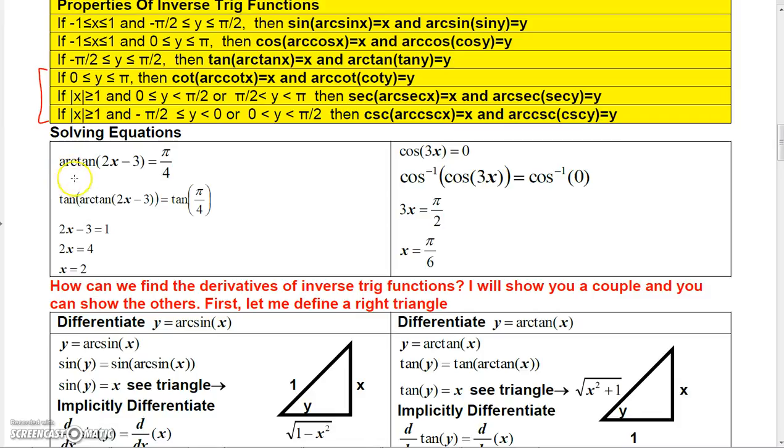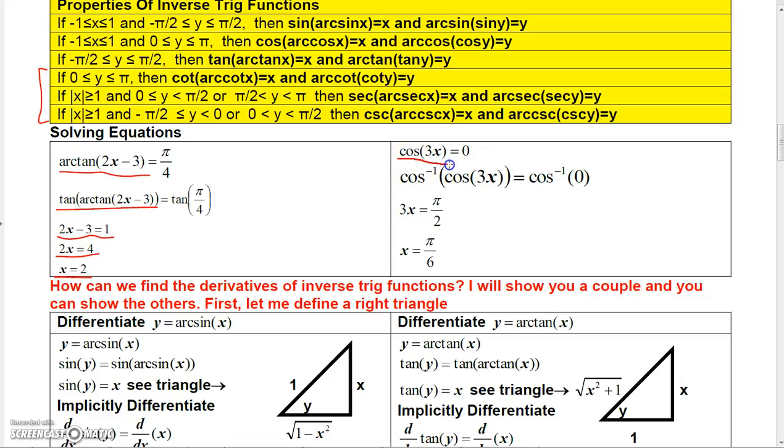So I'm going to solve a couple of equations. I'm not going to worry about the domain and ranges. I'm just going to assume they'll work out here. So arc tangent of 2x minus 3 equals pi over 4. What you can do there is you can take the tangent of both sides, and then you get tangent of arc tan equal to tangent of pi over 4. Well, tangent of arc tan of 2x minus 3 is just 2x minus 3, and tangent of pi over 4 is just 1. So then you get 2x minus 3 equals 1, and then you can simply solve that for x, and you get x equals 2.